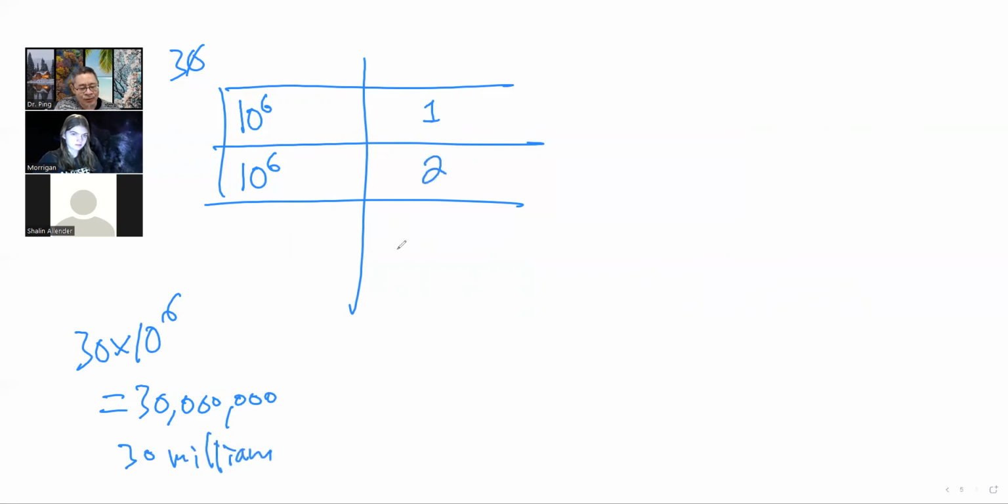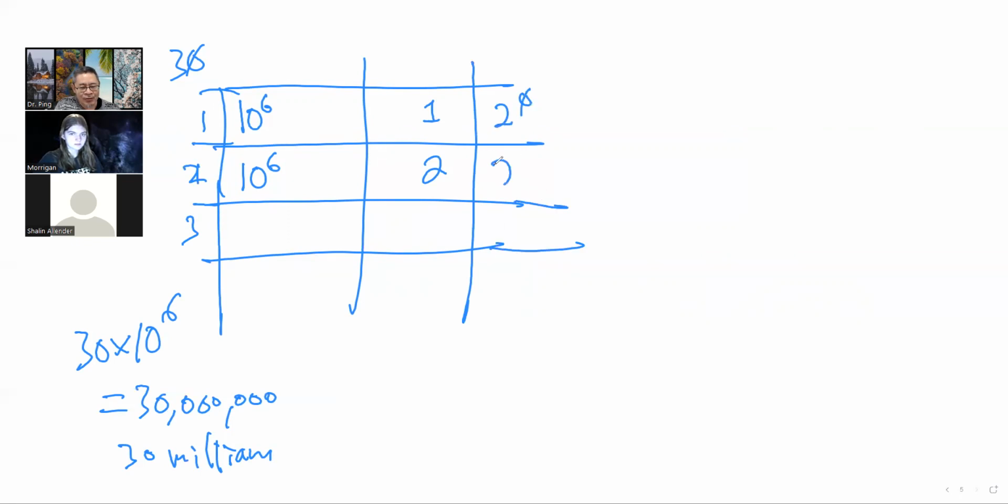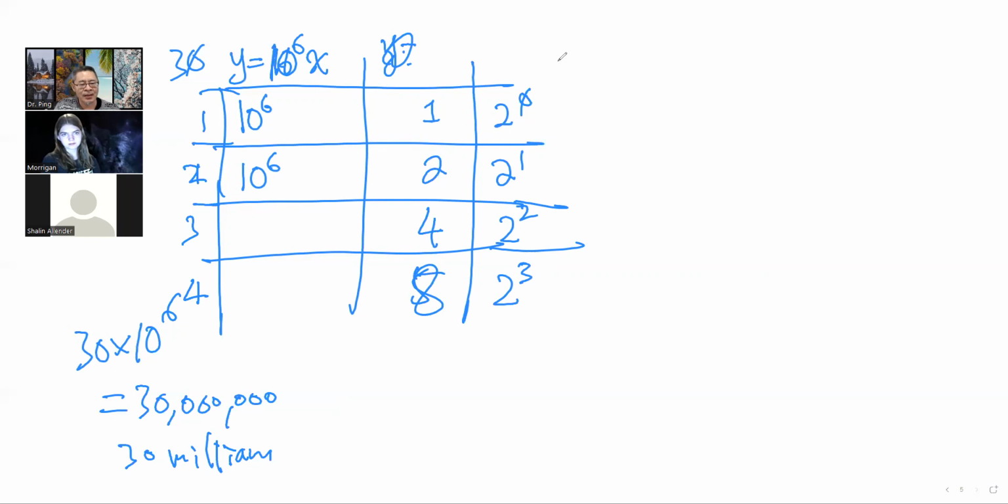But you look at 1, 2, 3, and we just need to figure out how to come up with a function. If you look at it, there's 2 to the 0th power, right? This is 2 to the 1st. And this is 4, which is 2 to the 2nd. And then the 4th day is 8, so 2 to the 3rd. Good. So this function is y equals 10 to the 6 times the number of days, x. And this one is y equals 2 to the x minus 1.